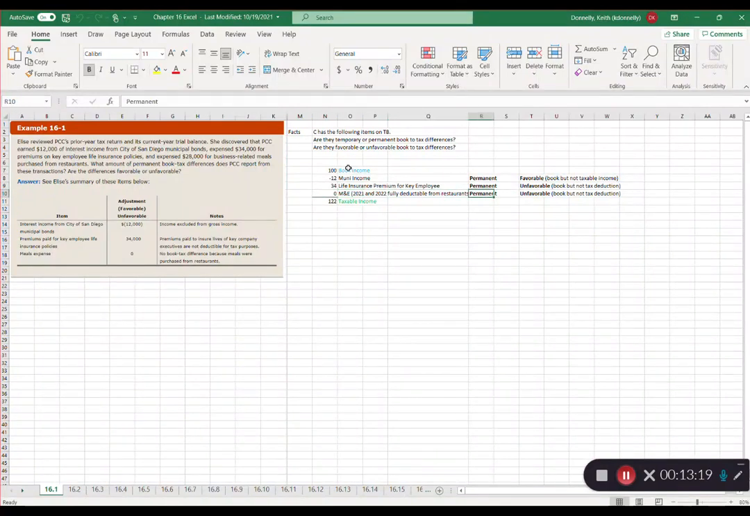We have life insurance premium for a key employee, and then meals and entertainment that are an expense that are taken. So as it says over here, for premiums for key life insurance policies, premiums paid to insure the lives of key company executives are not deductible for tax purposes. So in other words, on your books, you took a deduction for that, but on your tax return, you have to include it. So you have to reverse that out. If you deducted it on your books, you have to add it back from your books to your tax return.